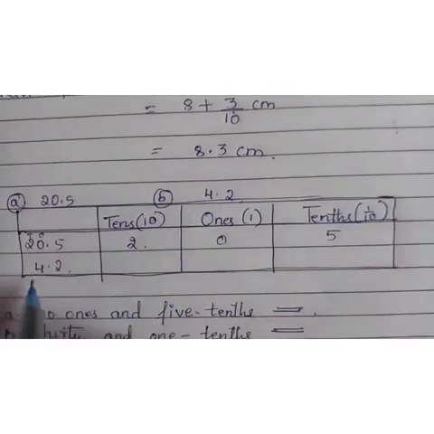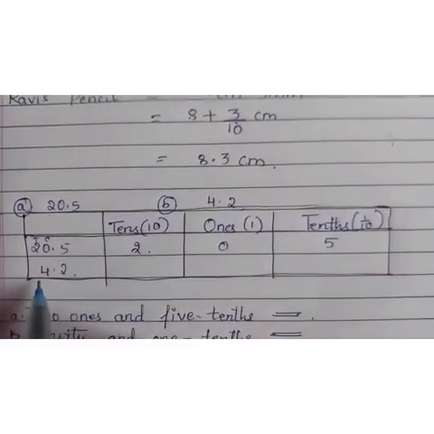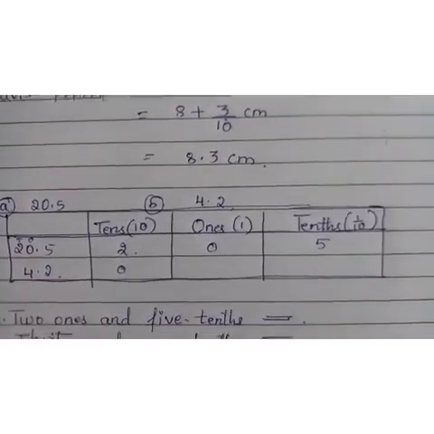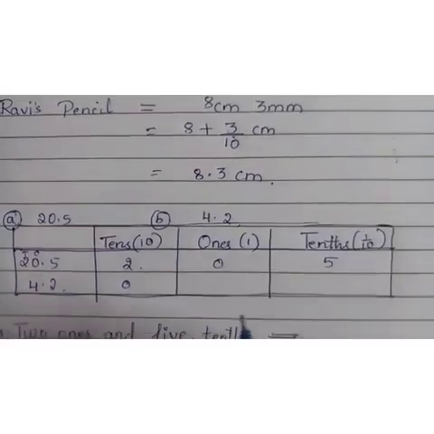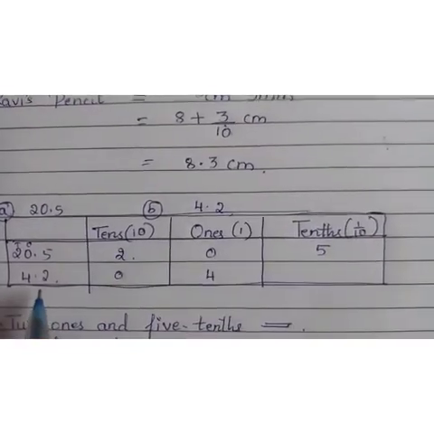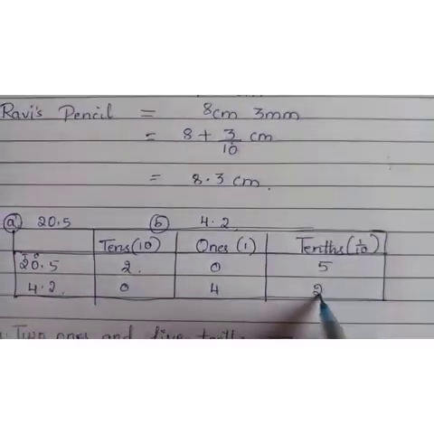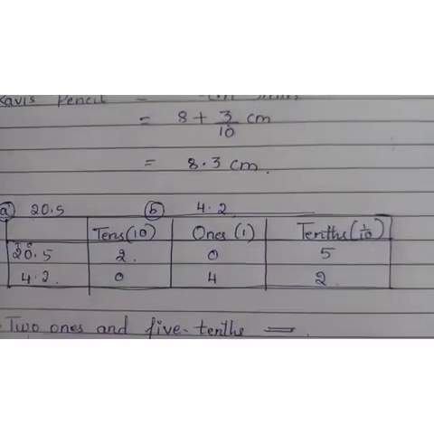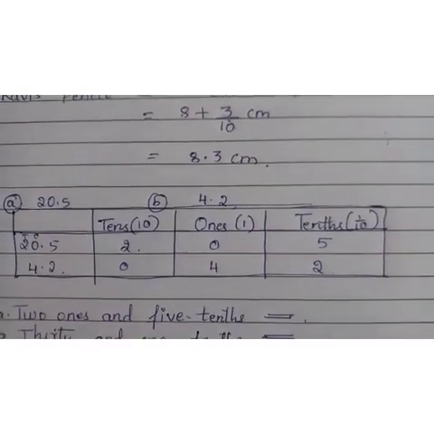In the second example, 4.2, in the tens place we don't have any number, so I will place 0. Whereas in the ones place we have 4, and in the 1/10th place we have 2, so you write 2. This is how we are going to place the numbers in the place value chart.